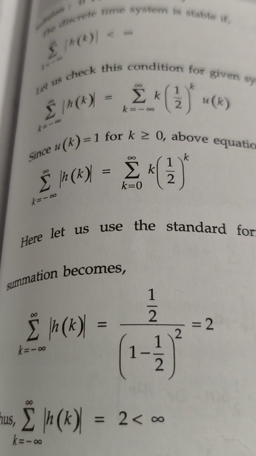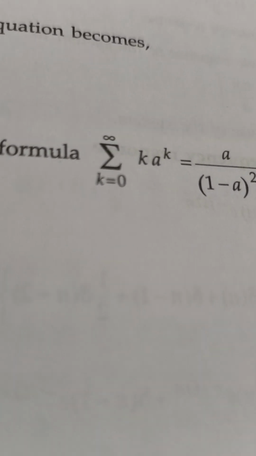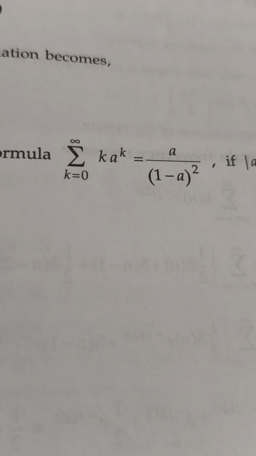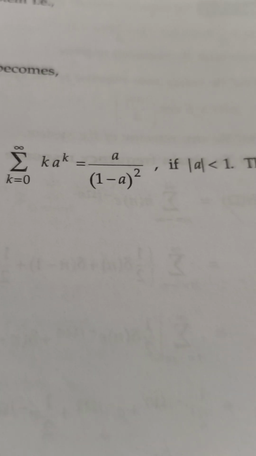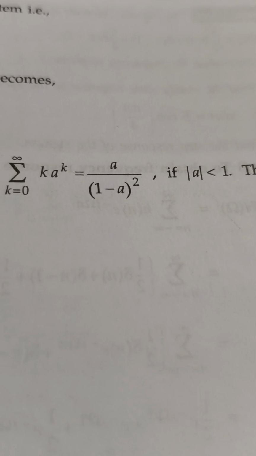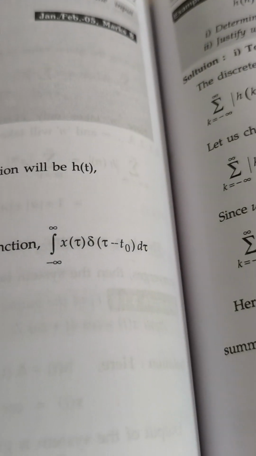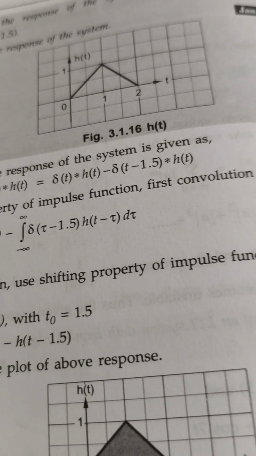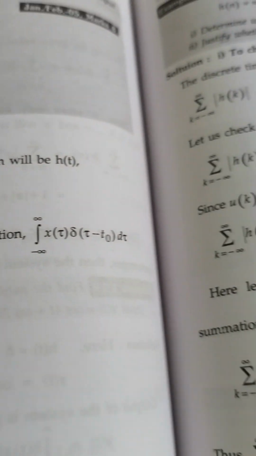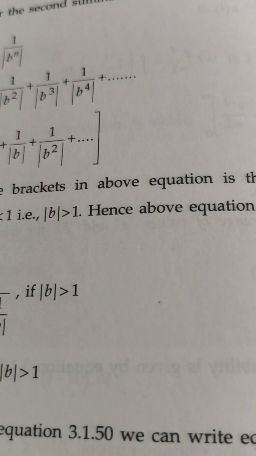Here let us use the standard formula: the summation of k equal to 0 to infinity of k a raised to k, which we can write as a by (1 minus a) whole squared. This is the formula we have to use to find that. Such formulas you have to use to solve the problems.